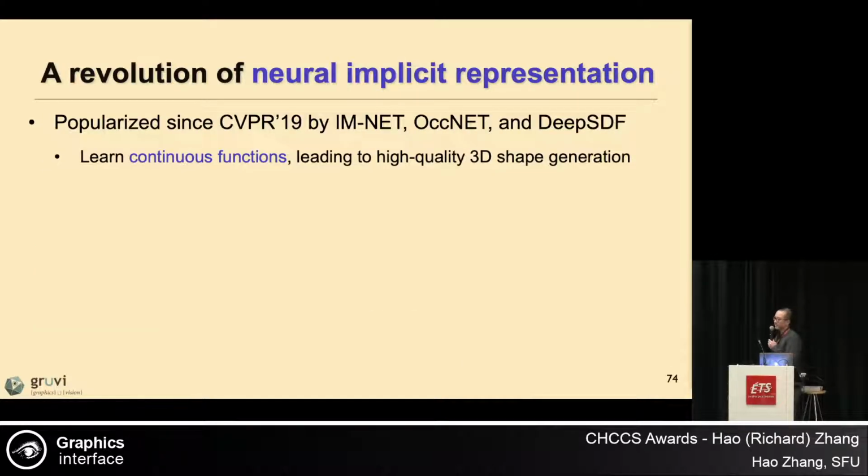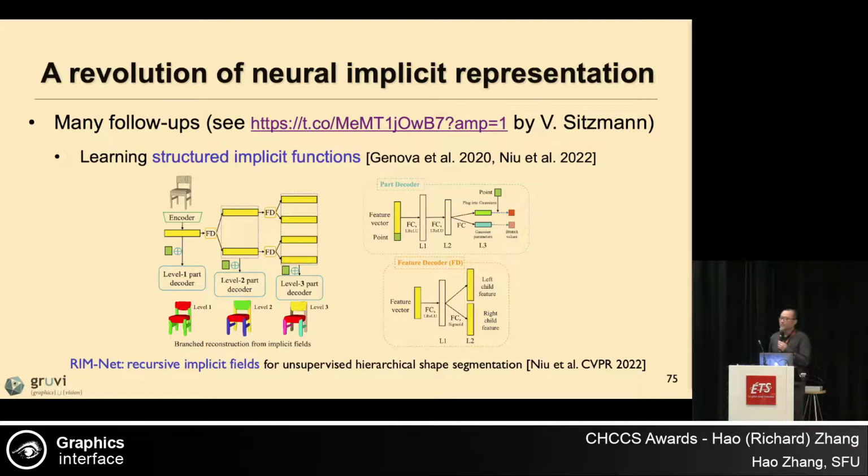So since CVPR 2019, amazingly, three papers basically came to exactly the same idea. These are called IMNet, DeepSDF, and OccNet. And it kind of started a mini revolution on neural shape representation. These are neural implicits. Learn continuous functions leading to the best quality to date. And there have been many follow-ups. I'll go through these things fairly quickly. I don't want to run out of time.